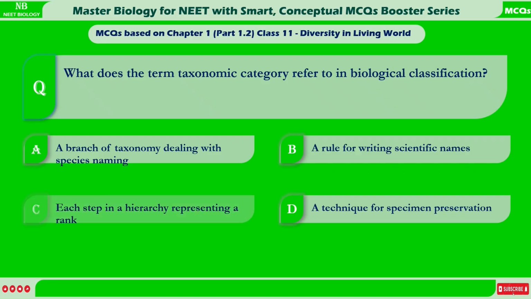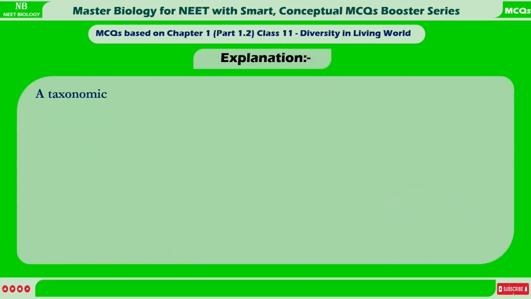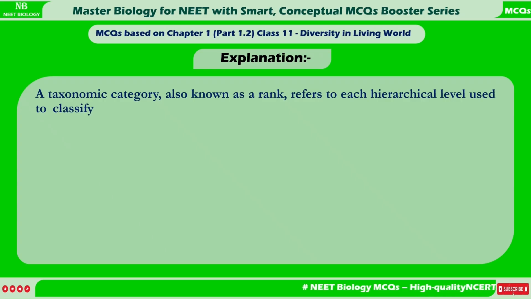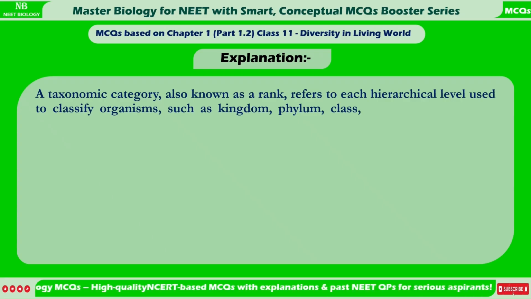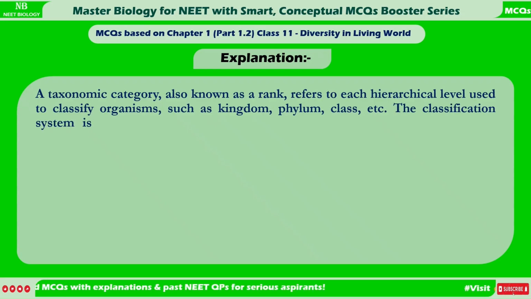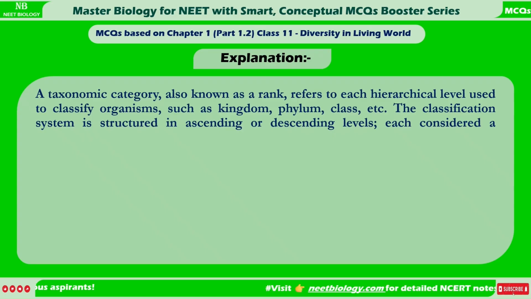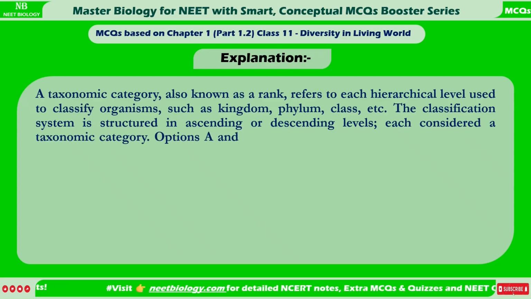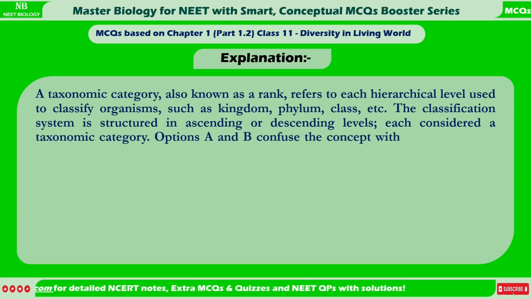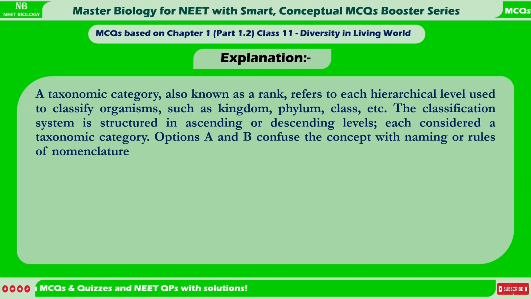Correct answer is C. Each step in a hierarchy representing a rank. Explanation: A taxonomic category, also known as a rank, refers to each hierarchical level used to classify organisms, such as kingdom, phylum, class, etc. The classification system is structured in ascending or descending levels, each considered a taxonomic category. Options A and B confuse the concept with naming or rules of nomenclature, and D refers to an unrelated laboratory technique, making them incorrect.